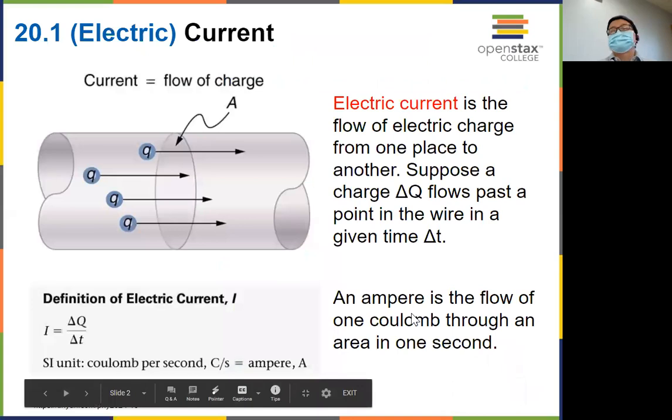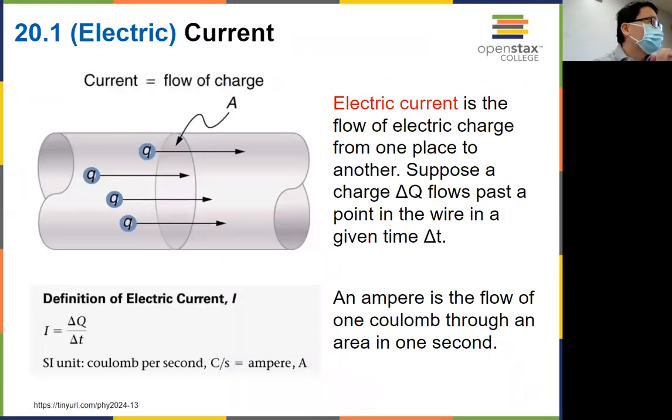First, let's take a look at the definition of electric current. Electric current is defined as the amount of charge going through a certain area over time t, so it's delta q over delta t. The area doesn't really matter. You can have a small area or a larger area. It's not relevant to the area, but that's the passage point of the current.